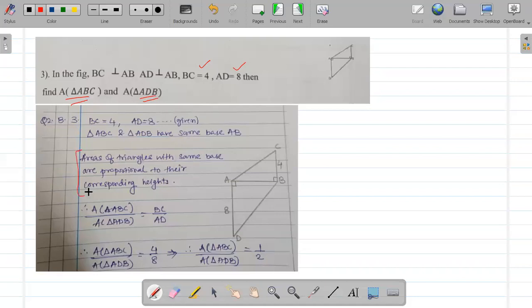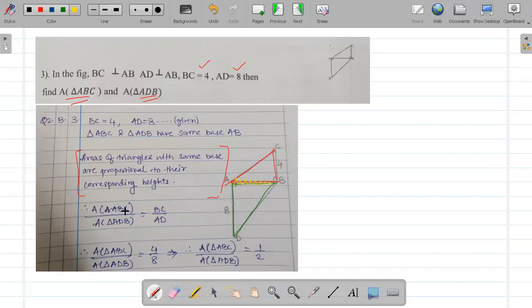Okay, so here we use this property, stating that when areas of two triangles have a common base, if you look at the triangle ABC and the other triangle which is ABD, for them the base is common, right? This base is common, AB is common. When the bases are same, then the ratio of areas of the respective triangles is equal to straight away the ratio of the heights.